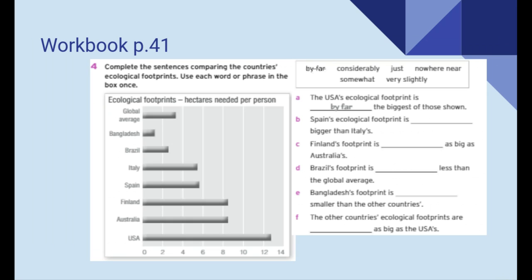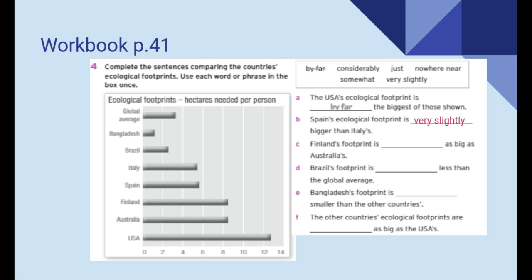What about the second? Spain's ecological footprint is bigger than Italy's. Look at them. Is there a big or a small difference there? That's right, it's a very small difference. So we're going to use very slightly. That's correct. Now pause the video and work on the rest.